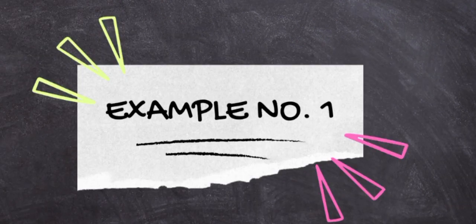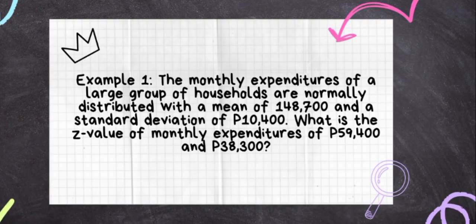So for our example number 1, the monthly expenditures of a large group of households are normally distributed with a mean of 48,700 pesos and a standard deviation of 10,400 pesos. What is the Z value of monthly expenditures of 59,400 and 38,300 pesos?